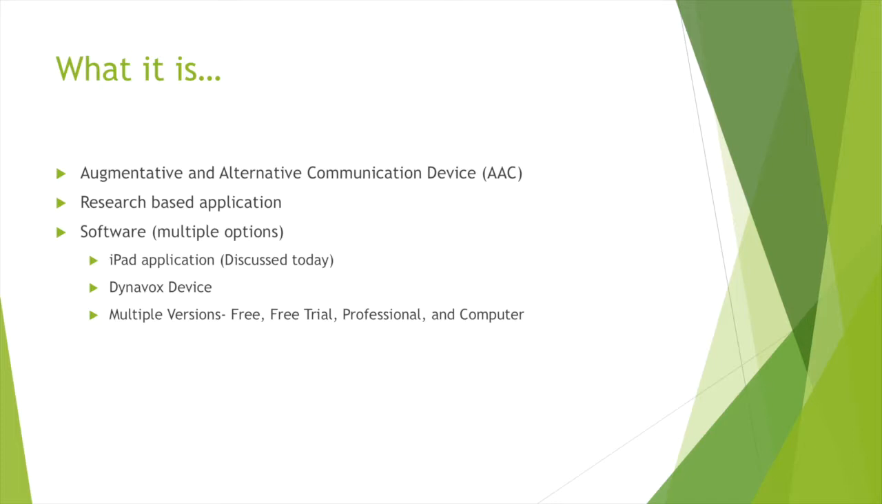Dynavox devices. So Tobii Dynavox offers a multitude of devices, small, big, eye gaze, the Tobii 5, and so on. These can be located on their website, which I'll give you later in the presentation, or through your local Tobii Dynavox representative. You can also get the Tobii Dynavox Compass application installed on a device instead of on an iPad or tablet. Tobii Dynavox also offers multiple versions of the Compass application.